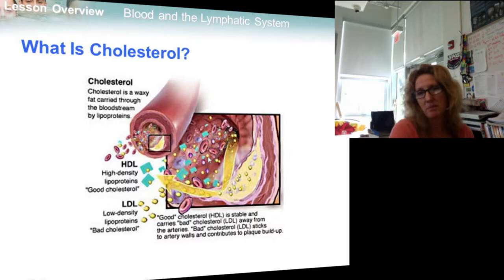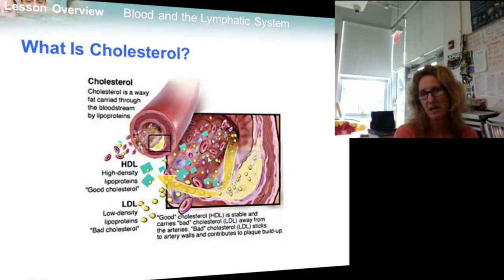Cholesterol is a lipid that is part of the animal cell membrane. It is also used in the synthesis of some hormones, like bile and vitamin D. Cholesterol is transported in the blood primarily by 2 types of lipoproteins: low-density lipoprotein, LDL, and high-density lipoprotein, HDL.